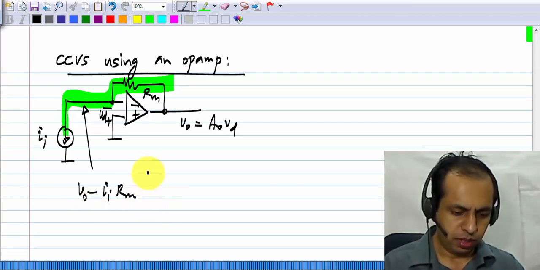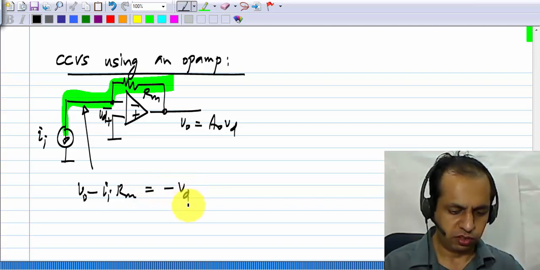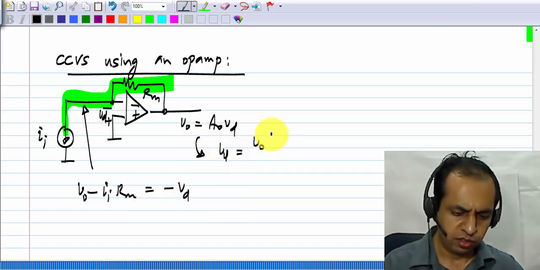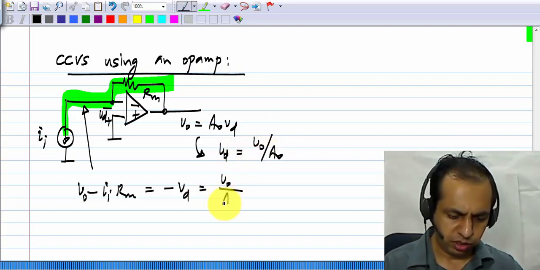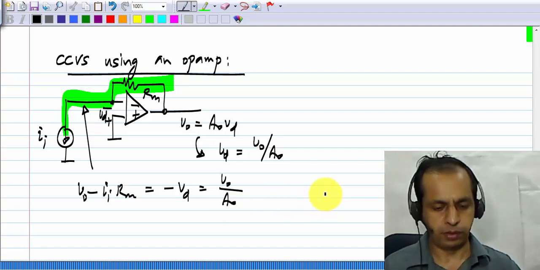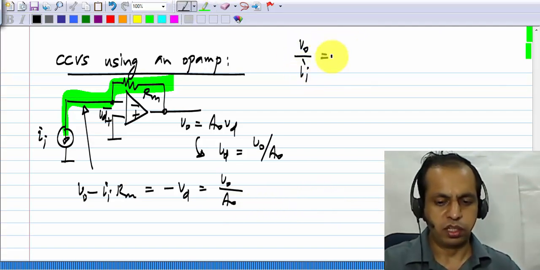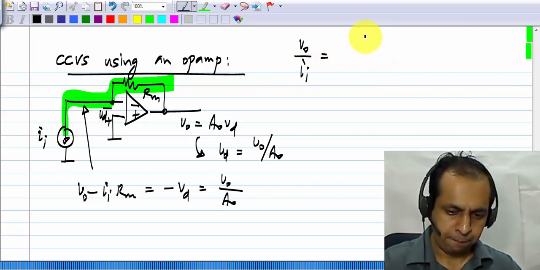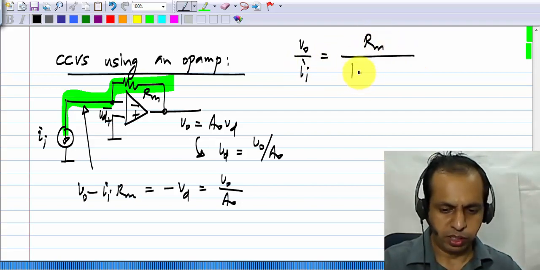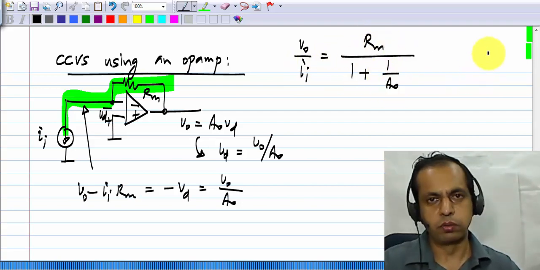So now this is equal to minus Vd, and from this we can see that Vd equals V0 by A0, which is V0 by A0. Okay. From this we see that V0 by Ii equals Rm divided by 1 plus 1 by A0.